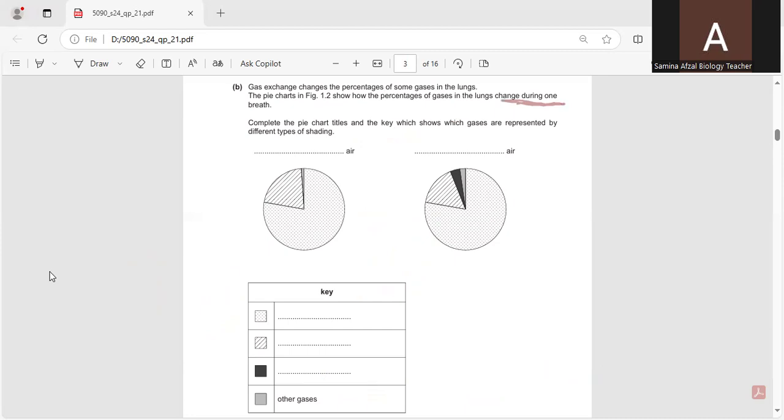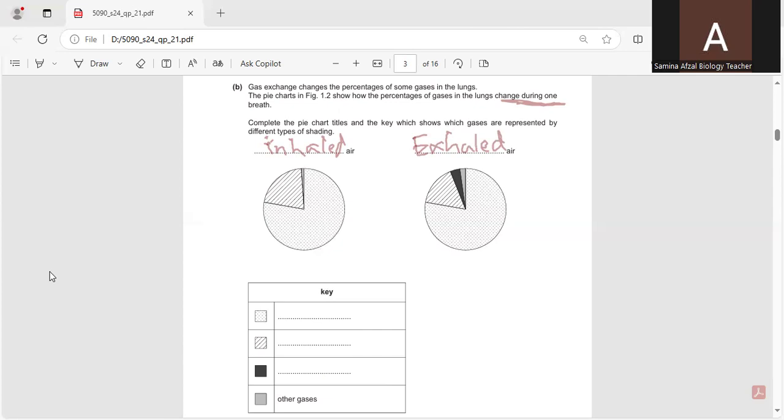carbon dioxide and oxygen. Complete the pie chart, the titles and the key, which shows which gases are represented by different types of shading. So the title, first of all, inhaled air. And the other pie chart shows the exhaled air. So here you can see that we have to complete the table given below.